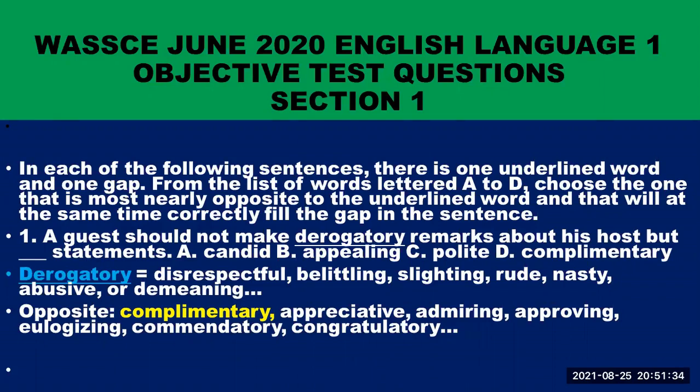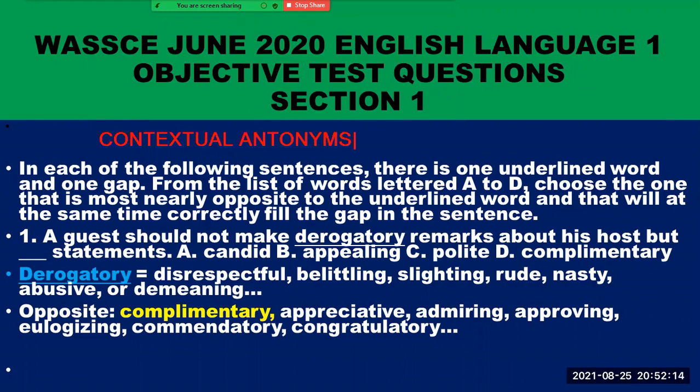In section 1, of course, we find questions on antonyms. In each of the following sentences, there is one underlined word and one gap. From the list of words lettered A to D, choose the one that is most nearly opposite to the underlined word and that will at the same time correctly fill the gap in the sentence. Of course, this is what I call contextual antonyms. Contextual antonyms. All right.